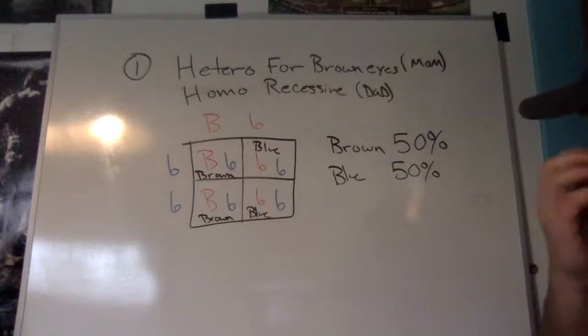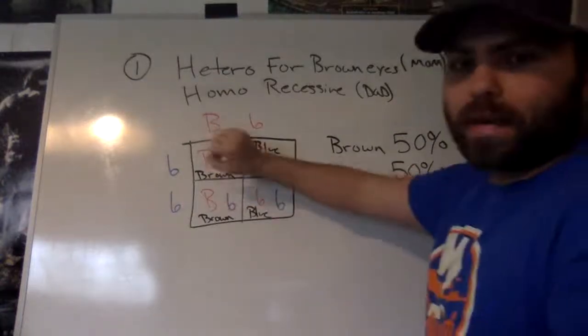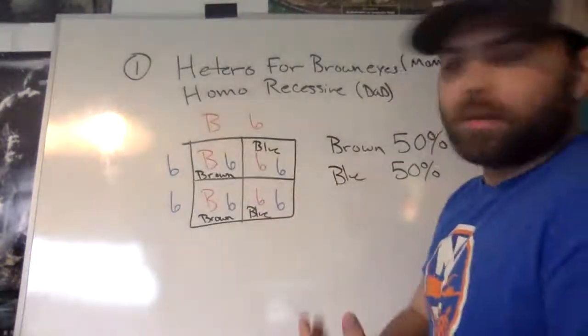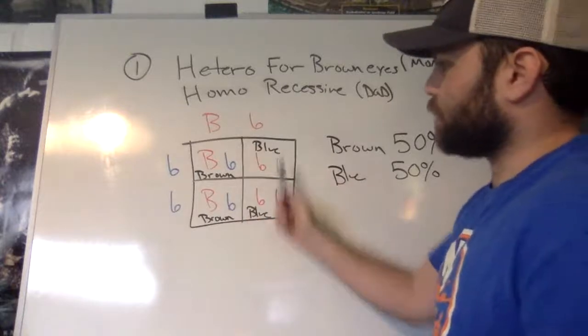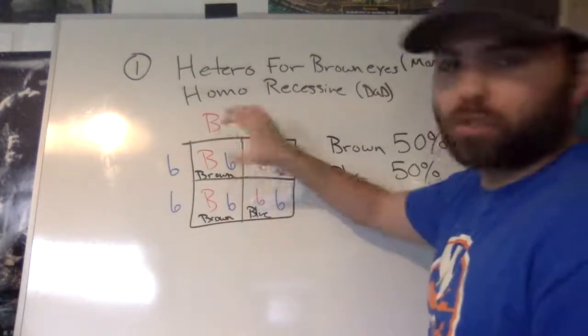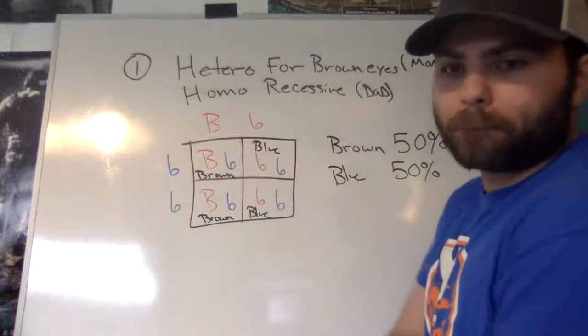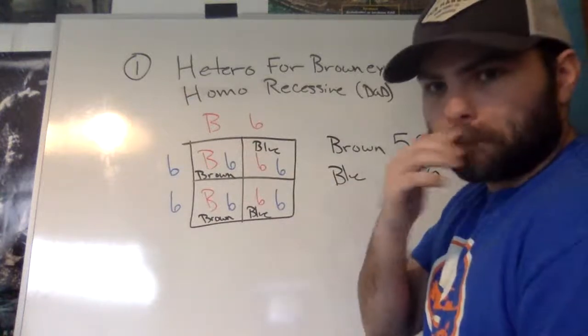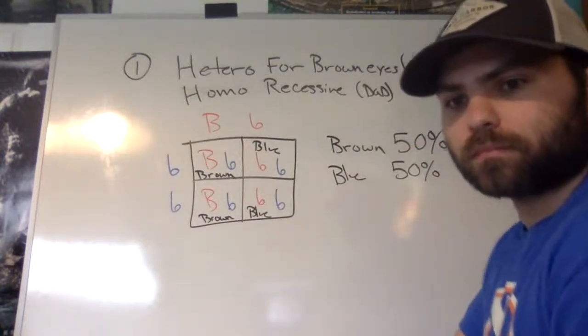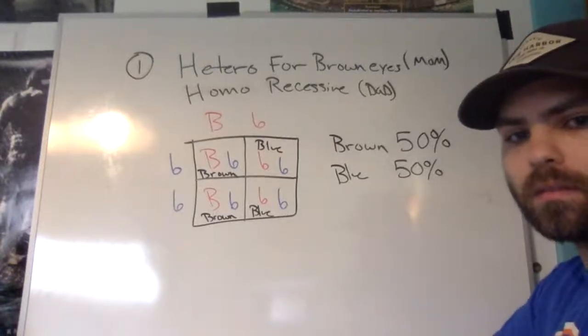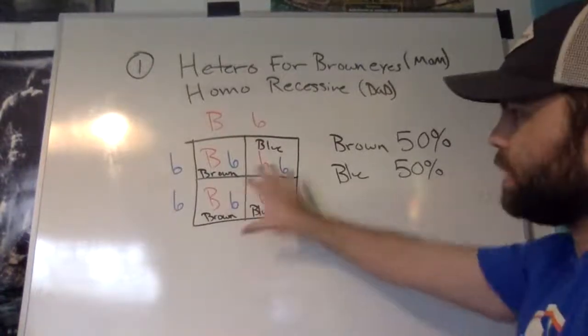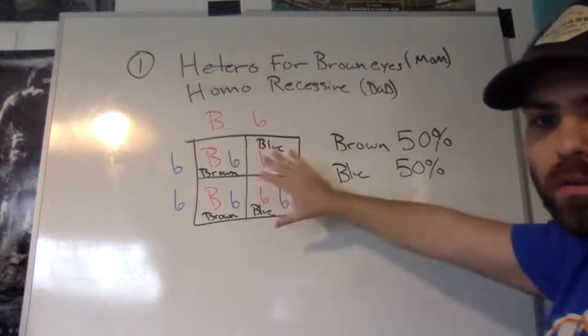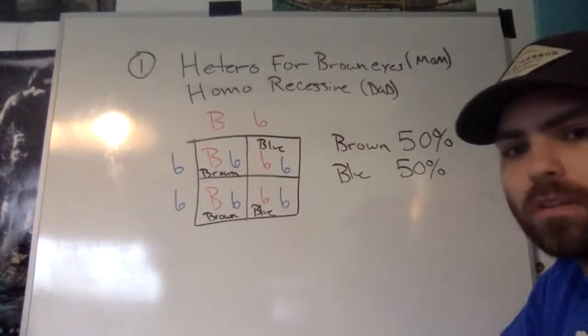blue. Okay, so let's say they have one kid, brown eyes. Does that mean that there's only 3 boxes left that they can go, or does this Punnett square start over every time? Do we use the same Punnett square and it just starts over, or does it completely change?